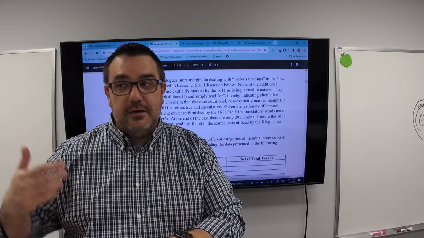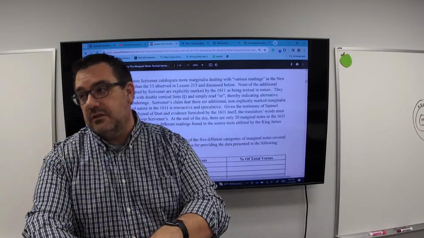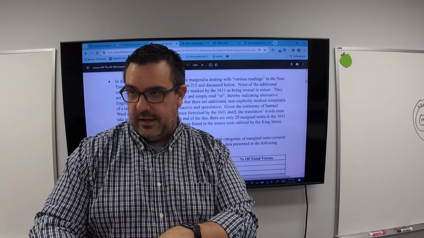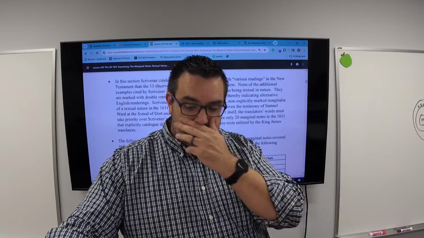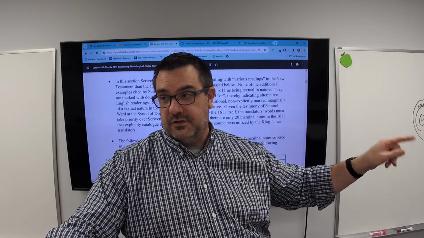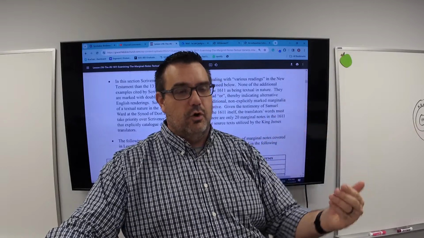Scrivener has more that he's saying he thinks are textual in nature, but the additional ones that he is discussing in this section are not explicitly marked. Is everybody following that? Scrivener's claim that there are additional non-explicitly marked marginalia of a textual nature in the 1611 is retroactive and speculative. He is saying this more than 250 years after the 1611 was issued. So he is retroactively saying there are more than what the translators said of their own work.